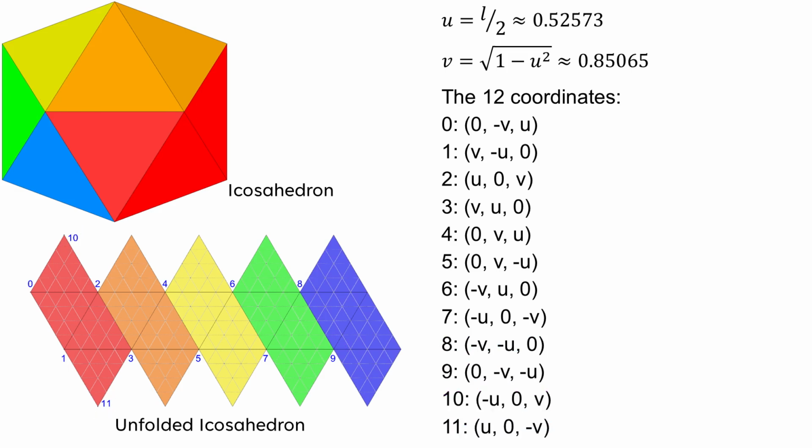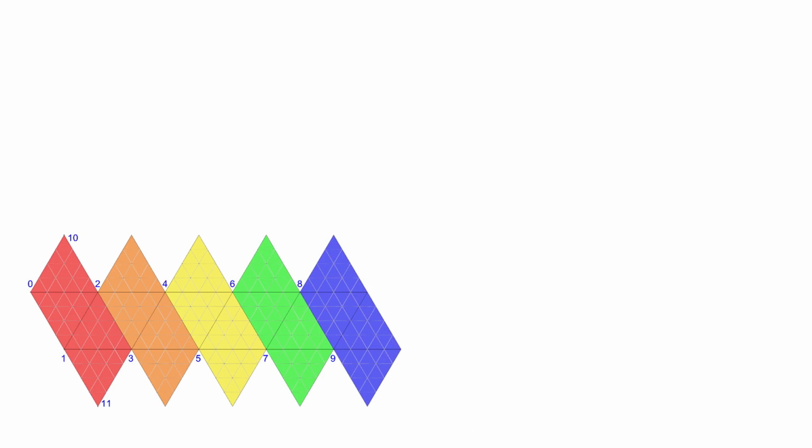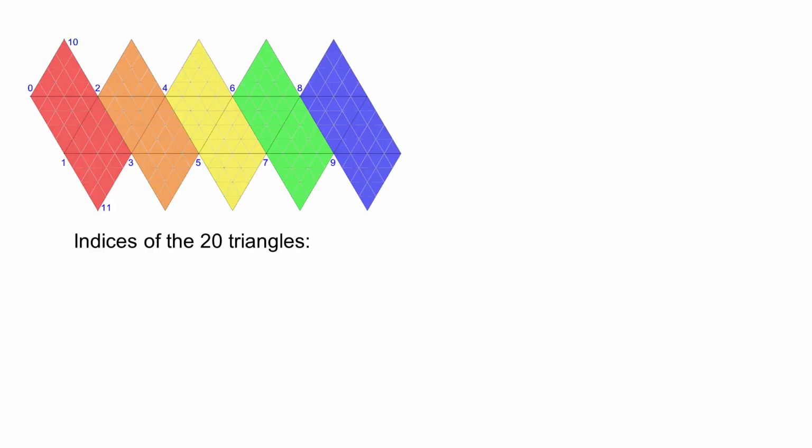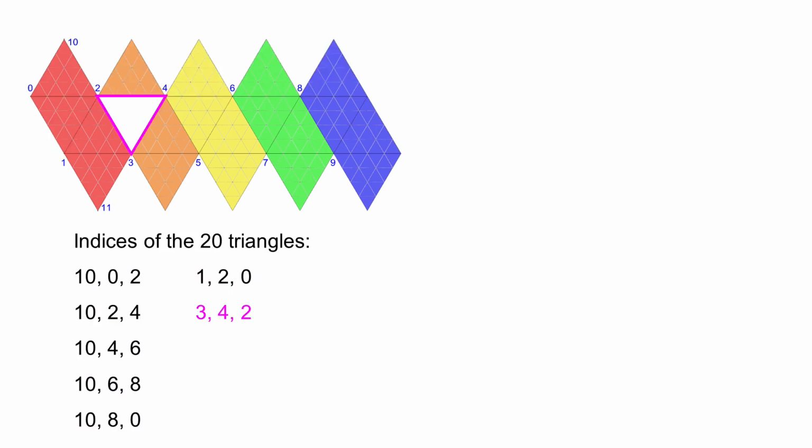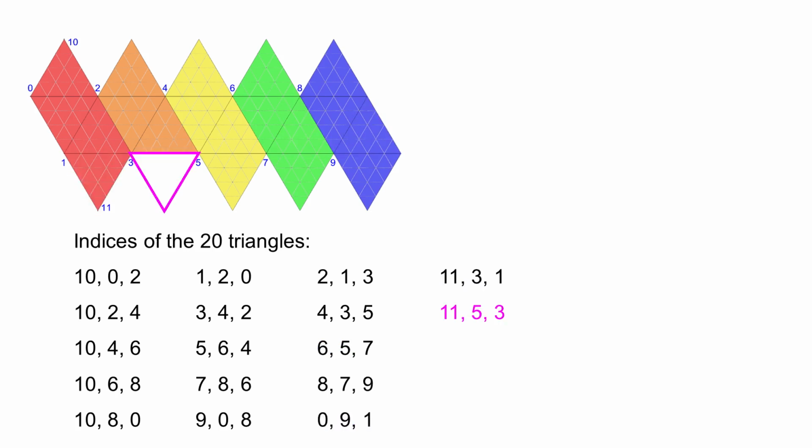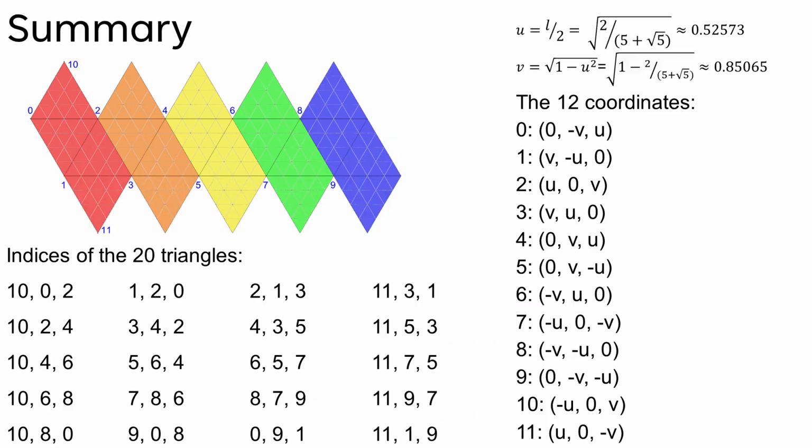Great, now we have all the vertices of the icosahedron. Now let's turn this into triangles by connecting the dots. Here are the indices of the icosahedron. And that's a full icosahedron.